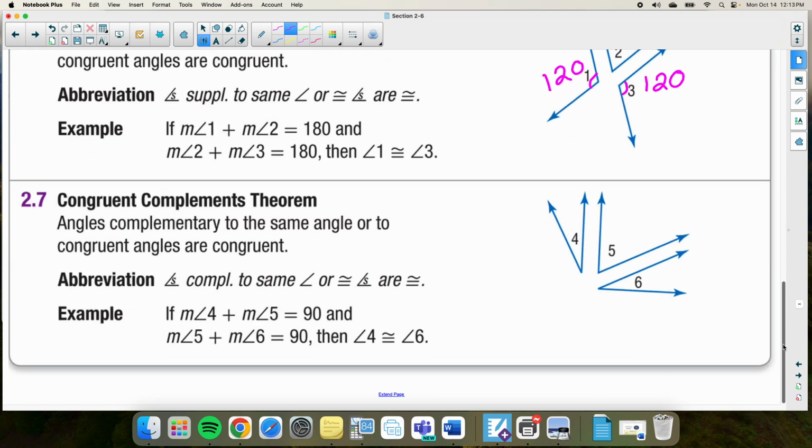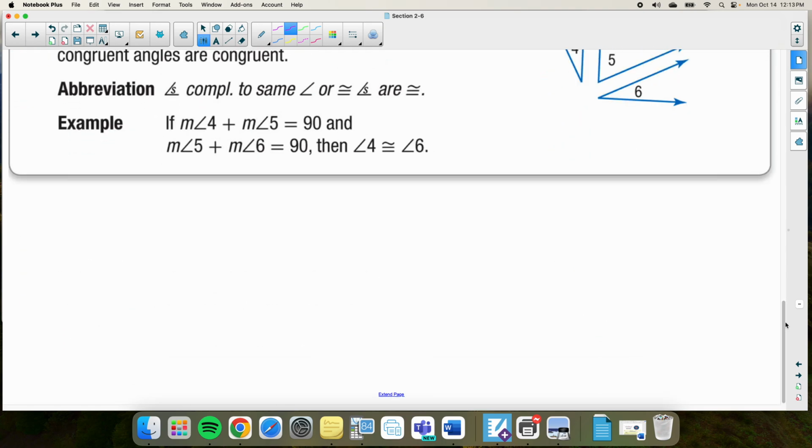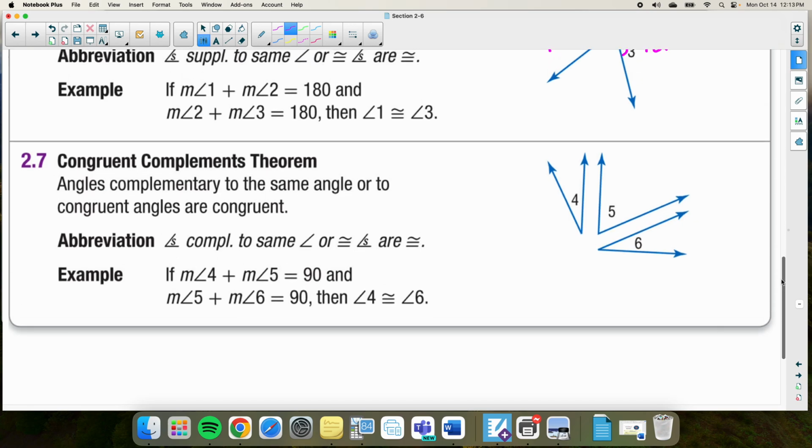And then it also works for complementary angles. So let's say that they told you that angle 5 was 70, and they said 4 and 5 are complementary. That means 4 would have to be 20. And then if they said 6 and 5 are also complementary, 6 would have to be 20. So if two angles are complementary to the same angle, the only way that's going to happen is if those two are equal or congruent.